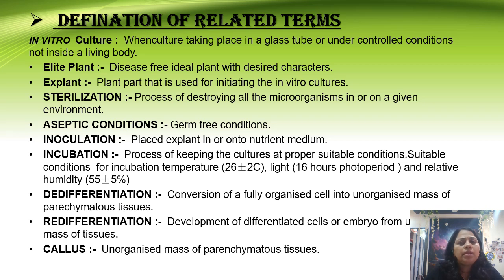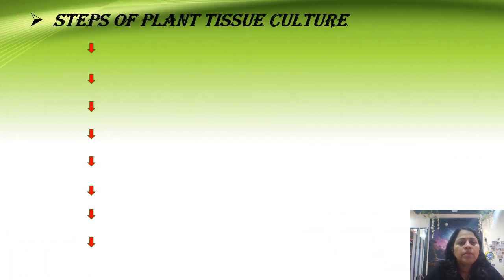These are some related terms which we use in plant tissue culture technique. We will discuss further. Now the steps of plant tissue culture. First is the selection of plant. This is a very important step.